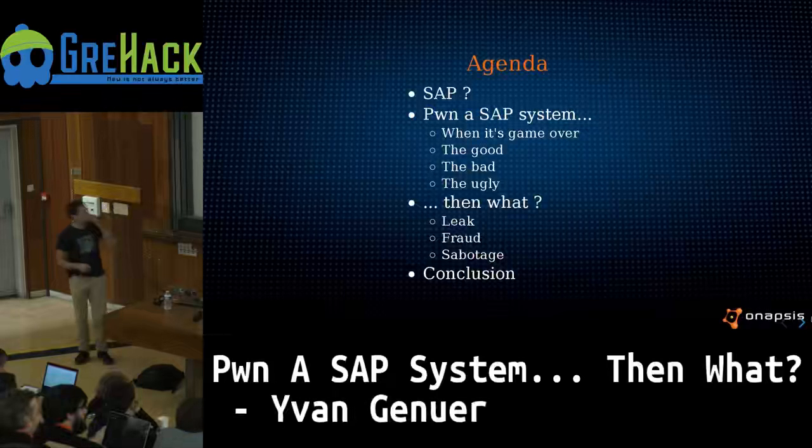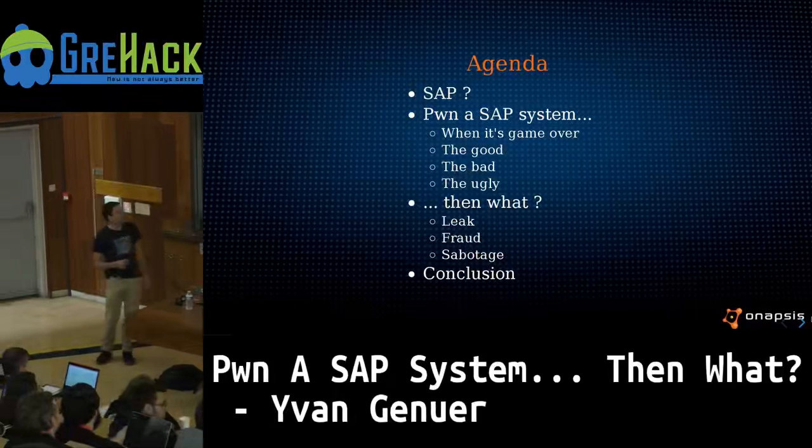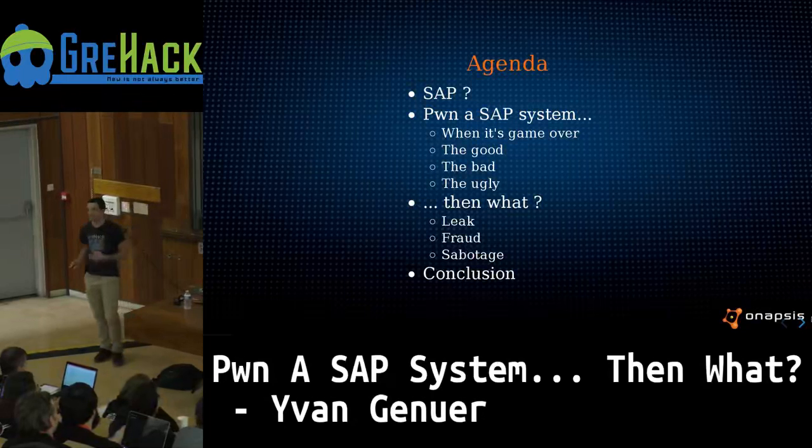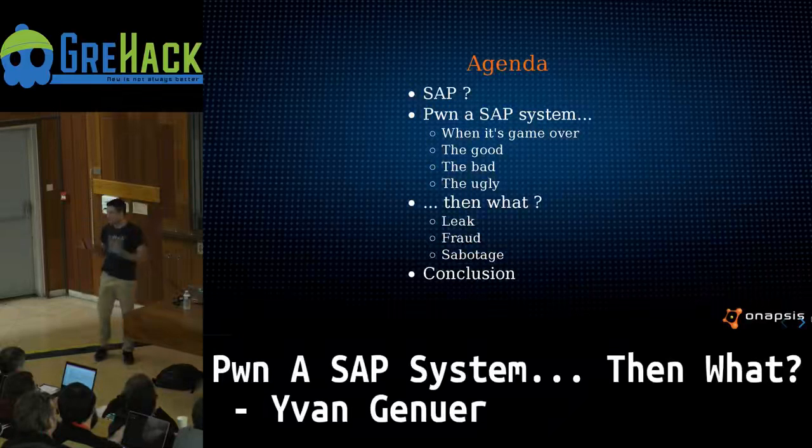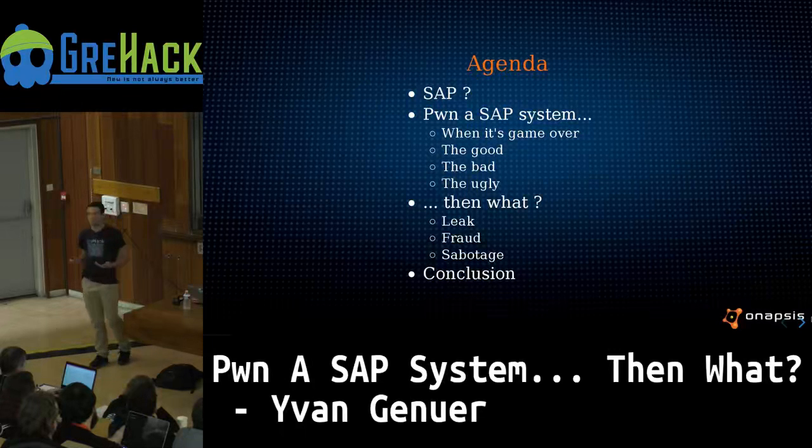Okay, the agenda for today. I will introduce what an SAP system is and how an SAP system works. I try to do it from a pen tester's point of view, just to not lose everyone very quickly. The second part shows you 3 very common vulnerabilities we found during our pen tests. And the last part, I hope, is the most fun part.